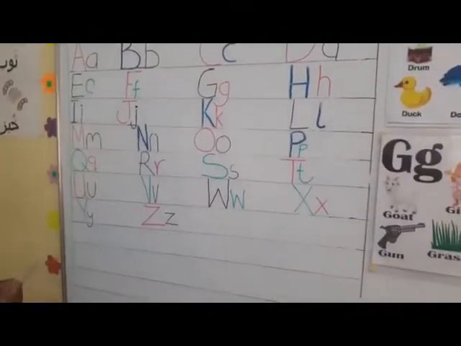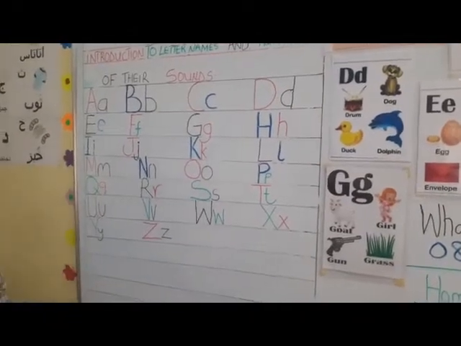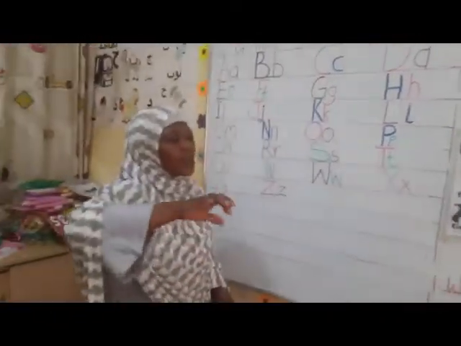The next one is what? Letter G. Can you all say it? Letter G. What is the sound of letter G? It sounds g, g, g, g.